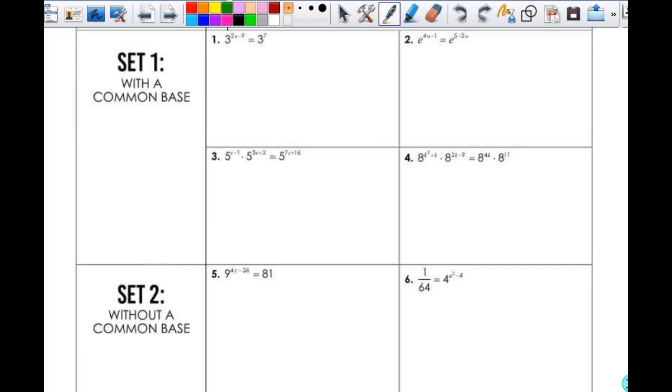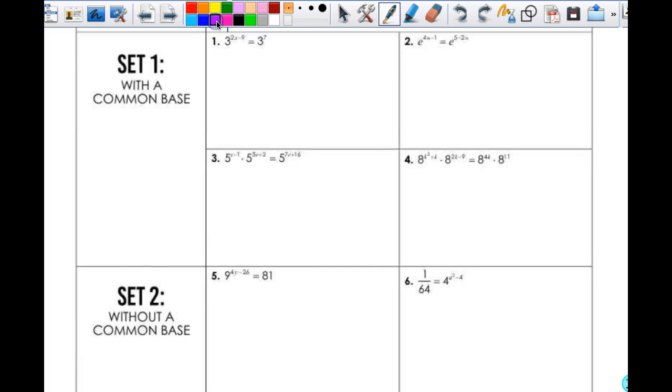3 to the 2x minus 9 equals 3 to the 7th. So these two have a common base, and here are my exponents. Since I have a single exponential on either side and the base is the same, I use the one-to-one property. 2x minus 9 equals 7. It comes out of the exponents. And so now 2x equals 16, x equals 8. Everybody okay with that? All right, so let's jump to number 4.